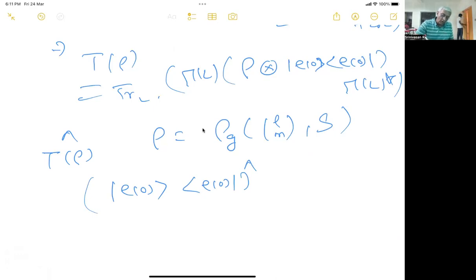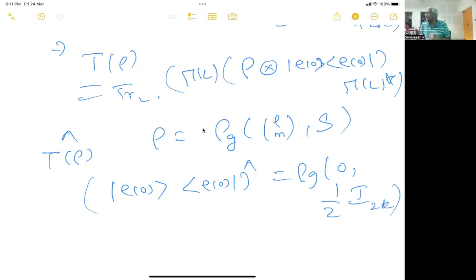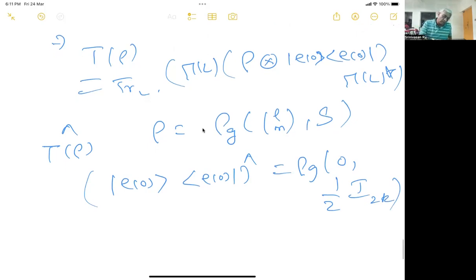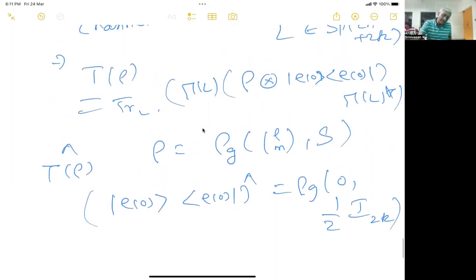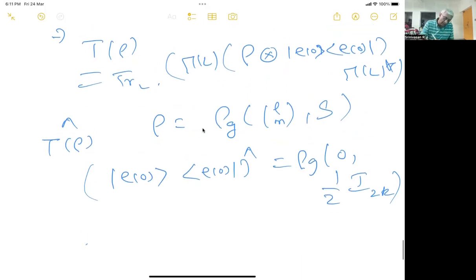This is with mean 0, and this is just rho G 0 with half of the identity, I_2K. So this is its covariance, right? Okay. So this tensor has mean 0. The mean is going to get added. So this hat, rho tensor, this E0.